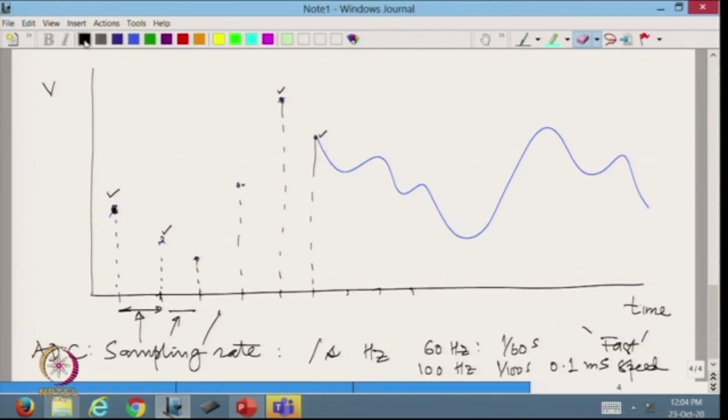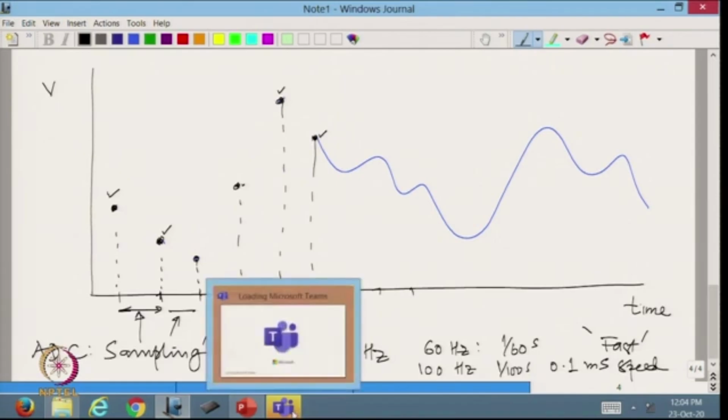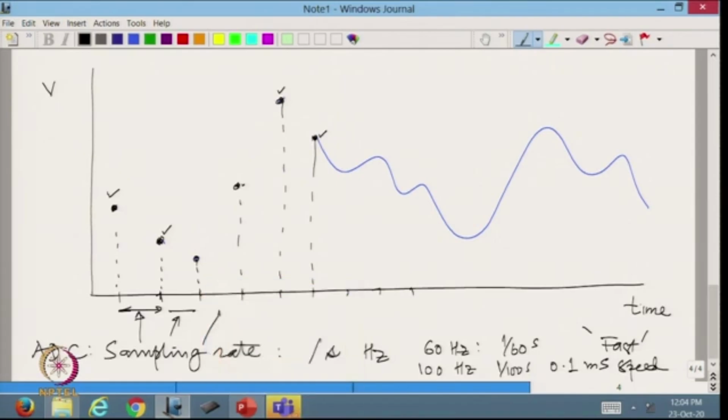All we are left with is this, this, this, this, this. And since we do not know what the original signal was, we have to be extremely cautious and careful in interpreting what the original data was.